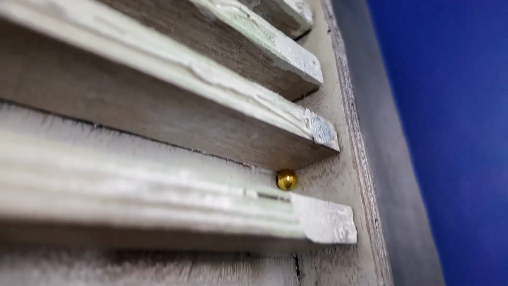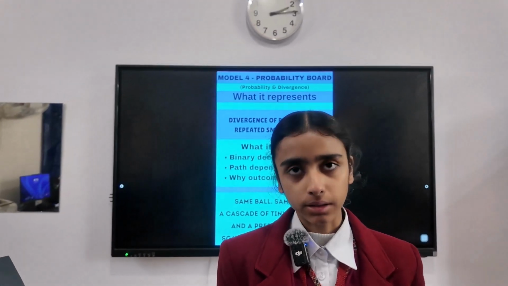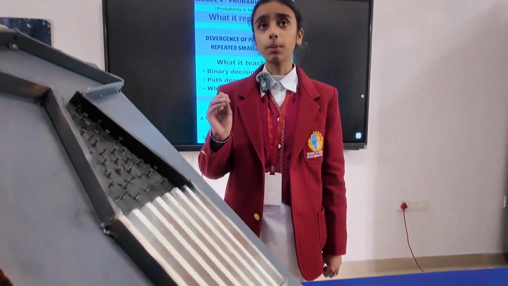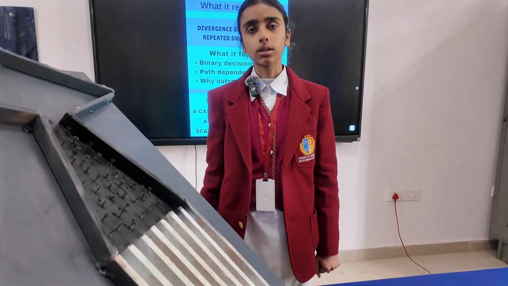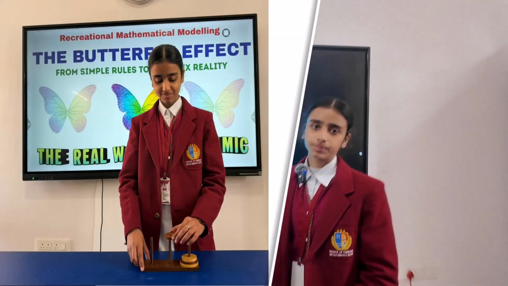Now, this shows divergence, the divergence of paths, and here the idea emerges. Probability does not guarantee identical outcomes, it only defines likelihood. At each peg, the ball had two choices, either to go left or right. But the probability caused a completely different pattern. Each ball went into different slots, even though the path was predictable, but still the outcomes were scattered. This is the idea which we want to emphasize, scattered into unknown.